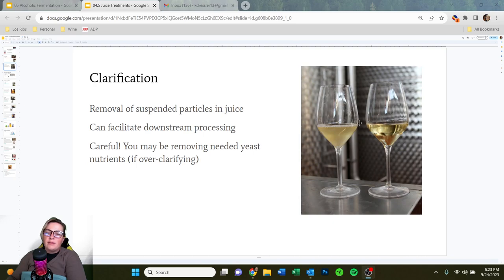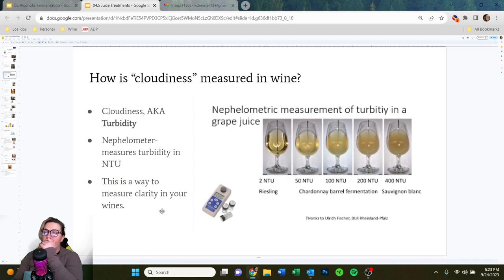The reason that it would be beneficial to clarify the juice before fermentation is it really facilitates a clean product for your downstream processing. You're starting off with the cleanest product possible, and then down the road you don't have to do as much work. This can be tricky though, because there is such a thing as over clarifying, and that would be when you strip out any nutrients that the yeast might need to have a proper fermentation. So you definitely want to avoid that.